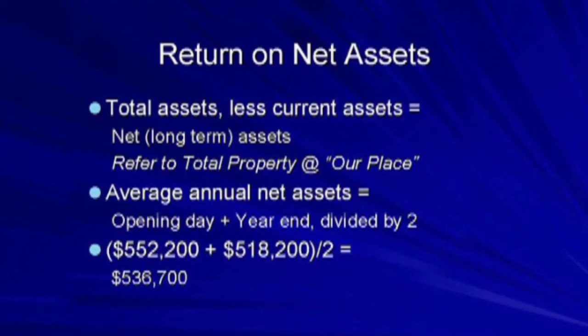opening day total property, fixed assets, long-term assets, $552,200. At the end of the year, their book value was reduced to $518,200 due to depreciation. We divide the sum of that by 2, and we calculate the average long-term assets, or net assets at our place, to be $536,700.